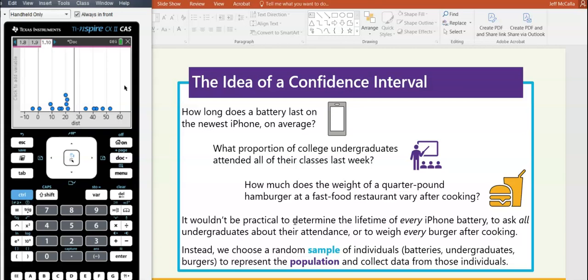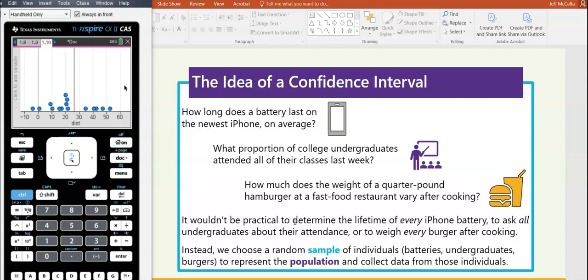So what is a confidence interval? If you're asking a question, and these are very statistical questions, how long does a battery last on the newest iPhone? That's a very good question. I don't know, but we could try to do some testing. What proportion of college undergraduates attended all their classes last week? Well, I don't think it was 100%. How much does the weight of a quarter-pound hamburger at a fast food restaurant vary after cooking? Probably quite a bit of variation. It probably wouldn't weigh exactly 0.25 pounds. So we could do some testing and determine some of these.